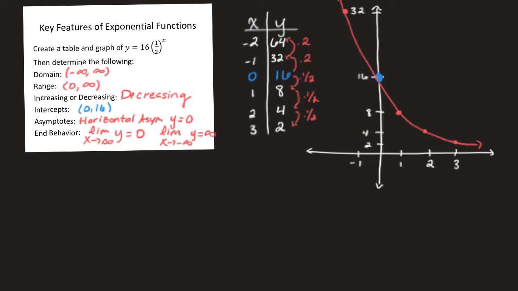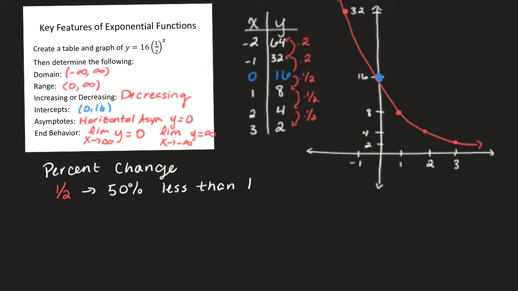One thing that I didn't ask for, but I think is also important, is to talk about the percent change. Because my multiplier is 1/2, 1/2 is 50% less than 1. So we would call this a 50% decrease.